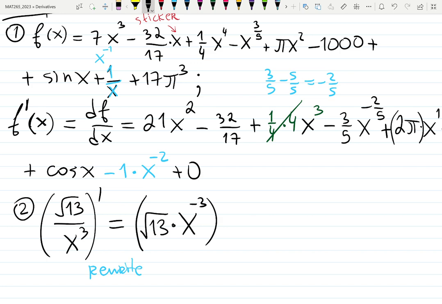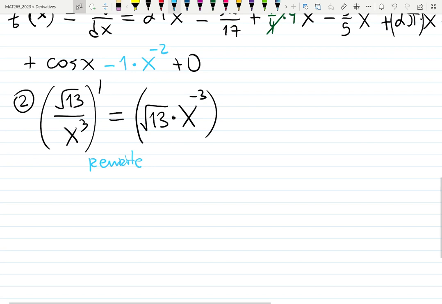It's just in front of it. So if you hesitate, it will be x to the 13 times 1 over x cubed. Now you know what it means: x to the minus 3 times a root of 13. Does that make sense? And now you repeat the process.